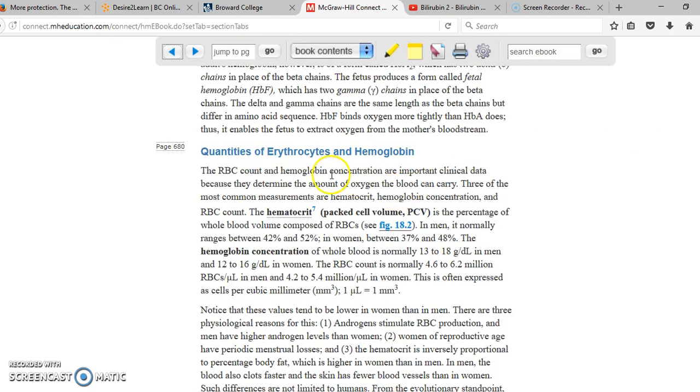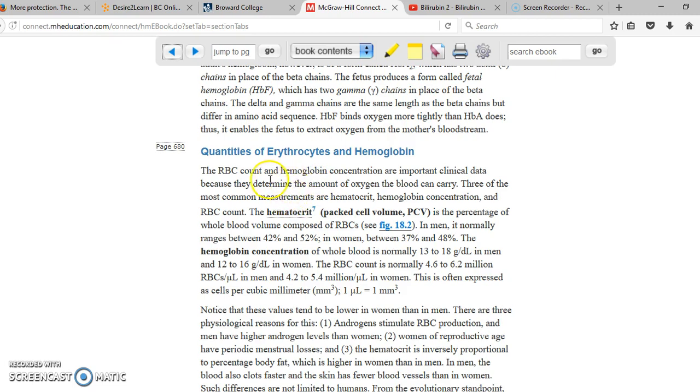So how many red blood cells do we have? It says in here quantities of erythropoietin and hemoglobin. Well, remember we covered this already. Red blood cells, we have 4 to 6 million red blood cells, where 4 to 5 is approximately the amount in females, and 5 to 6 million are approximately the number of red blood cells in males per microliter.